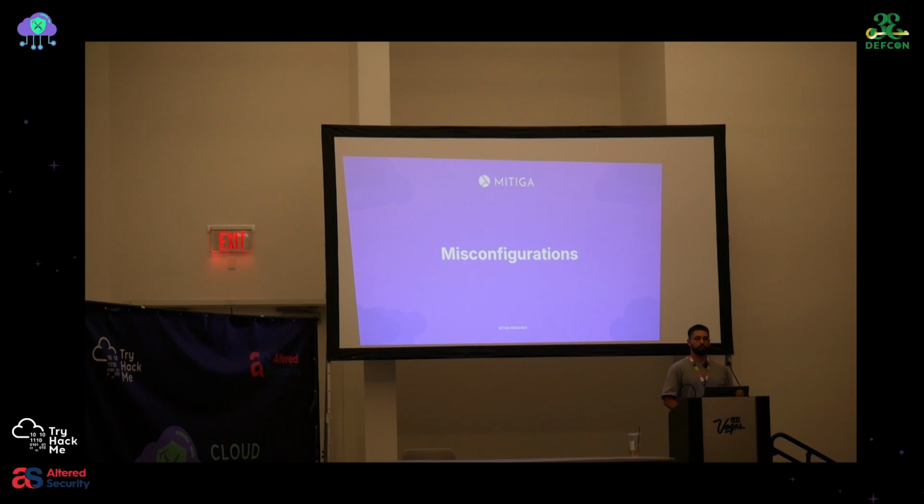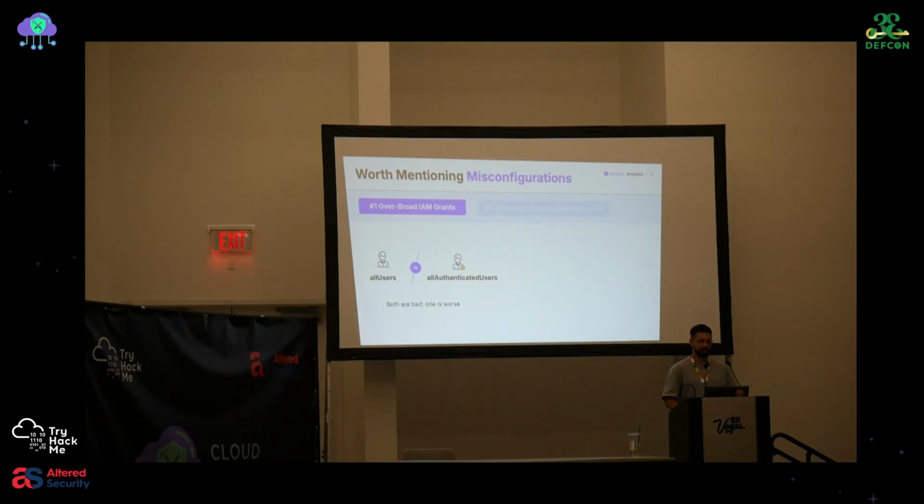So, now that we understand what Identity Aware Proxy is and how it works, let's see two IAP misconfigurations. The first misconfiguration is overly broad IAM grants. When you use IAP to protect an application, you need to explicitly specify which users can access the app. And in GCP, we have two special member types.